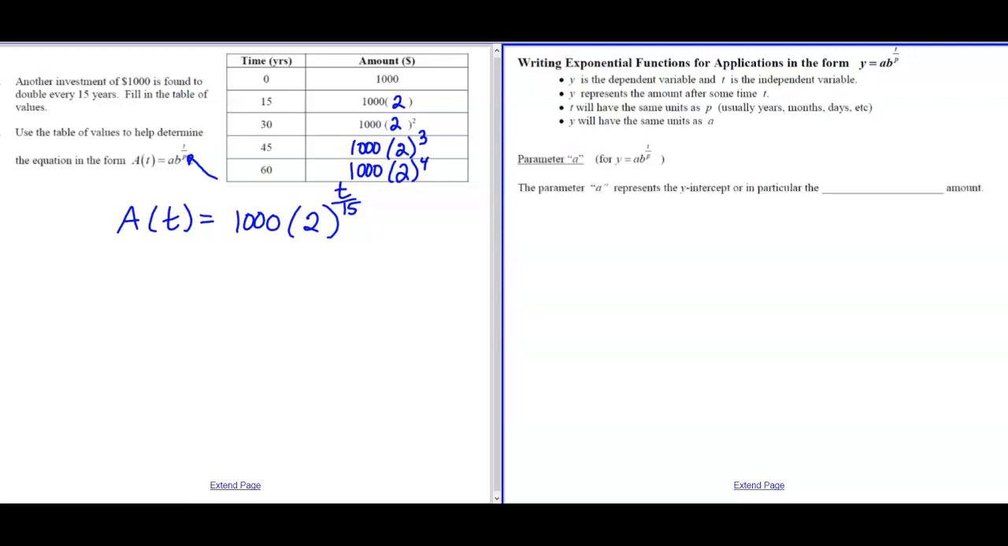Okay, so the parameter A represents the y-intercept, or in particular the initial amount.